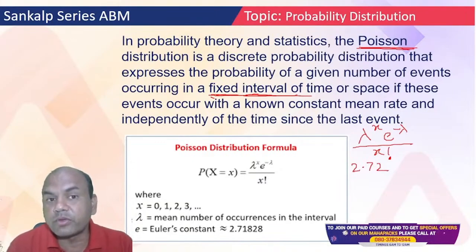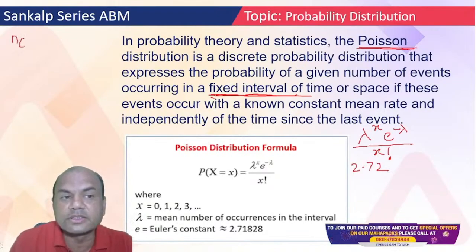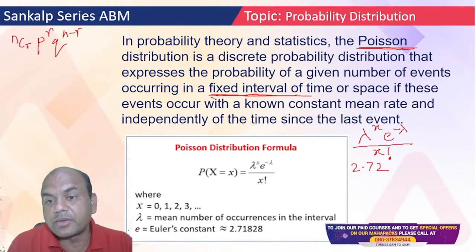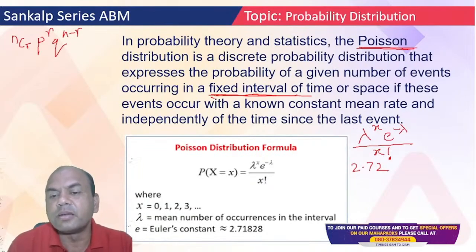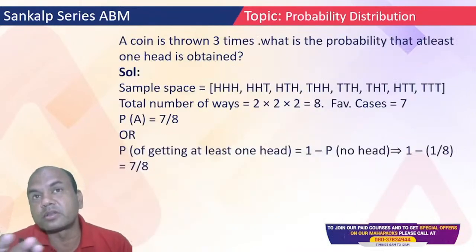So what is the formula for binomial? NCR, P raised to R, Q raised to N minus R. What is the formula for Poisson? Lambda raised to X, or R you can call it. Some books call it R, some books call it S, one and the same thing. Lambda raised to R, e raised to minus lambda upon R factorial. What is R or X? It is what is asked in the exam. So that was the theory part. Now we'll solve some numericals.